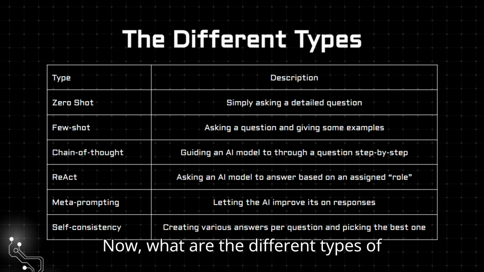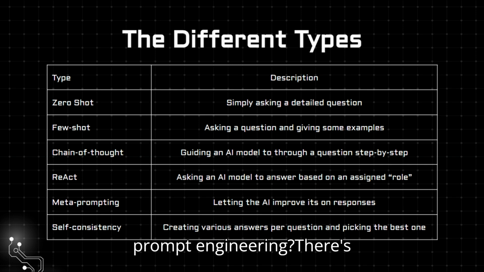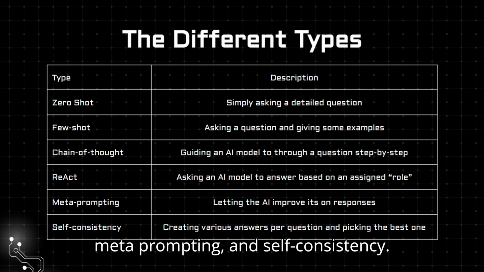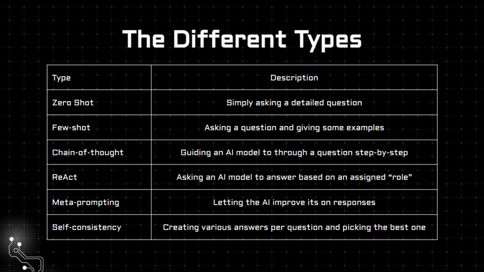Now, what are the different types of prompt engineering? There's 6 main, those being zero shot, few shot, chain of thought, react, meta prompting, and self consistency.